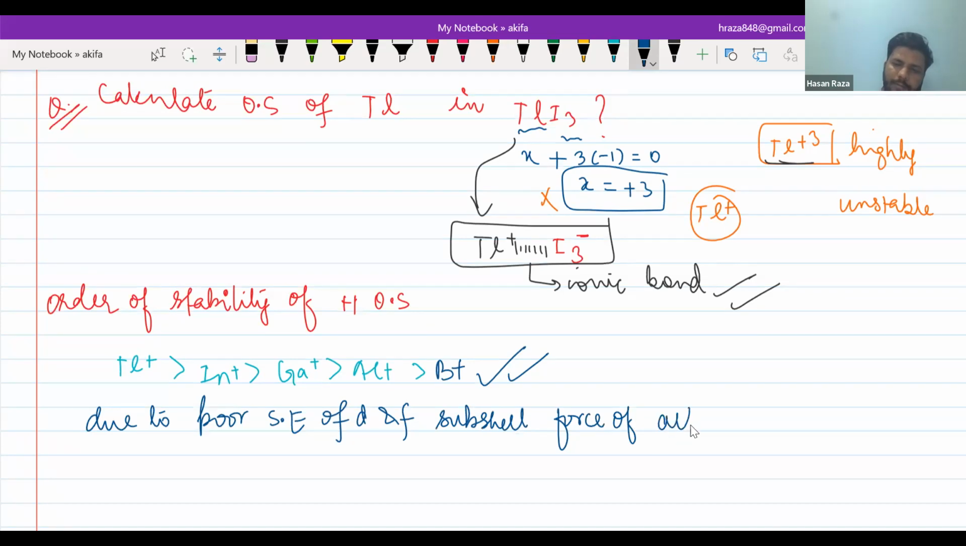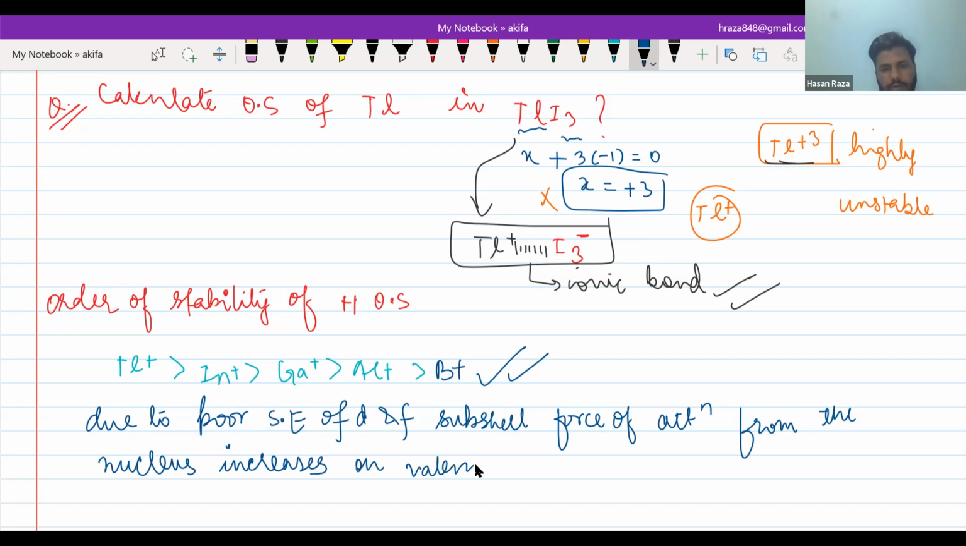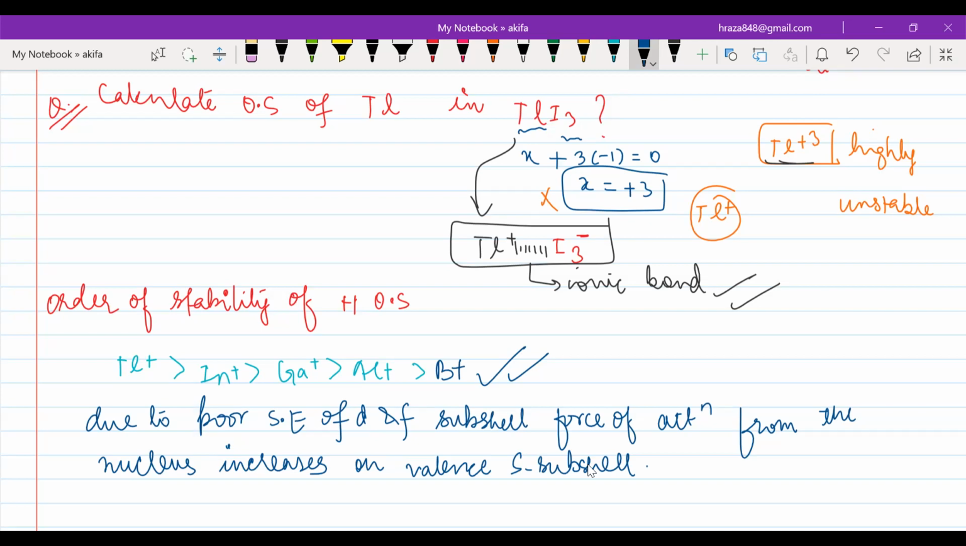The force of attraction from the nucleus increases on the valence s subshell. Okay. Done. Very good.